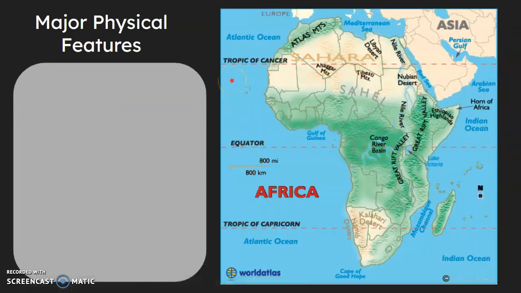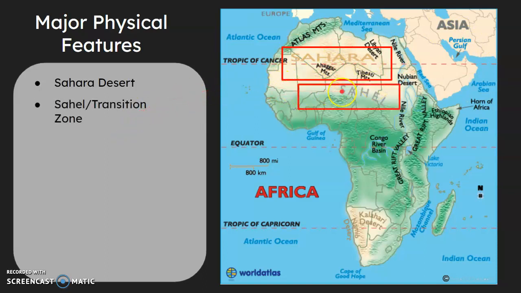What are some major physical features that are found in this region? Remember, physical features are landforms and bodies of water. Well, of course, we have the Sahara Desert, which forms the northern border of Sub-Saharan Africa. We have a region called the Sahel. This is a semi-dry, semi-arid region between the desert and the rainforest area in Africa.